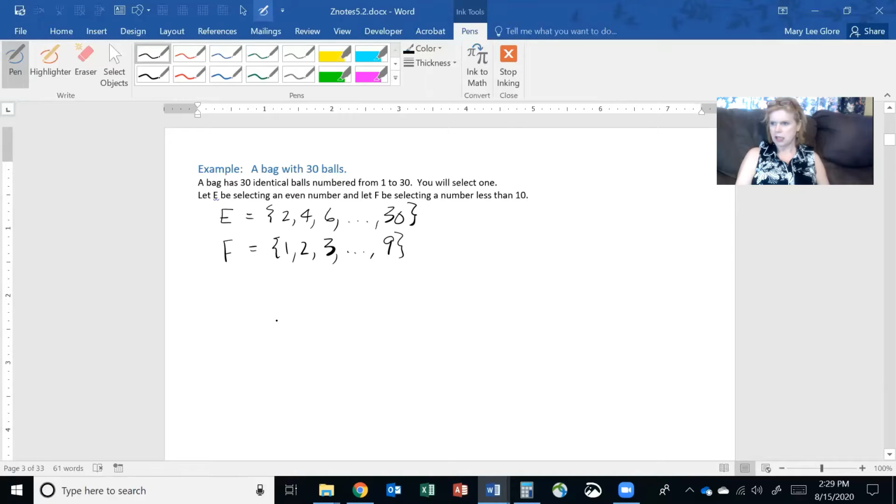And so let's say that we wanted to calculate the probability of E or F. So the first question I should be asking myself is, are they disjoint? Because if they're disjoint, I can use the addition rule for disjoint events, but if they're not, I cannot. So are there any events that are in common? I can see one, there's 2, and there would be 4, and 6, and 8.